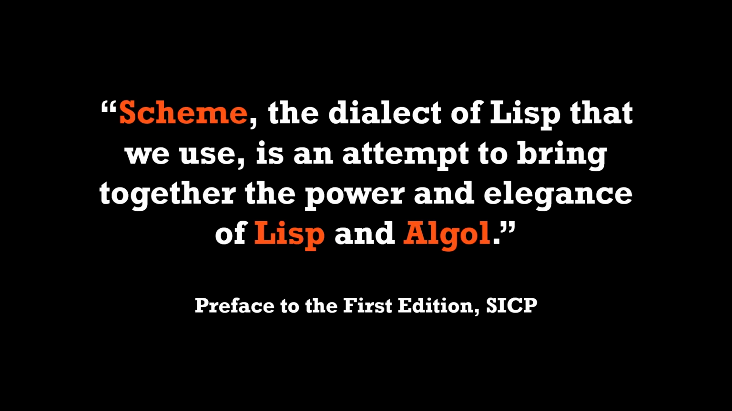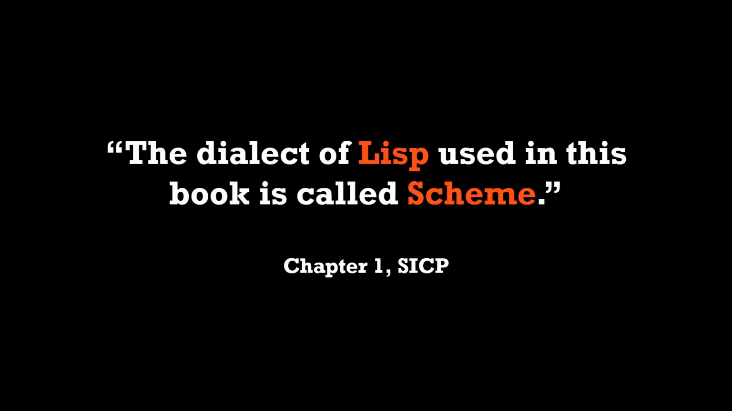Another Lisp quote, so Scheme, the dialect of Lisp that we use, is an attempt to bring together the power and elegance of Lisp and Algol. So once again, it's being highlighted that Scheme is a descendant of Lisp and Algol. And a third Lisp quote is that to reiterate, the dialect of Lisp used in this book is called Scheme.